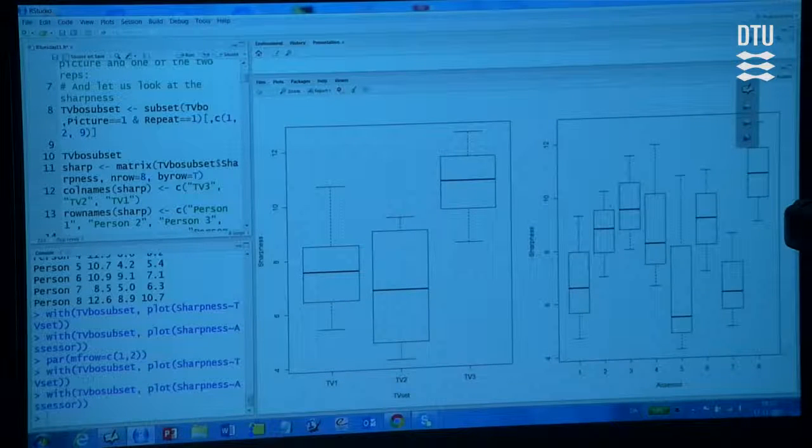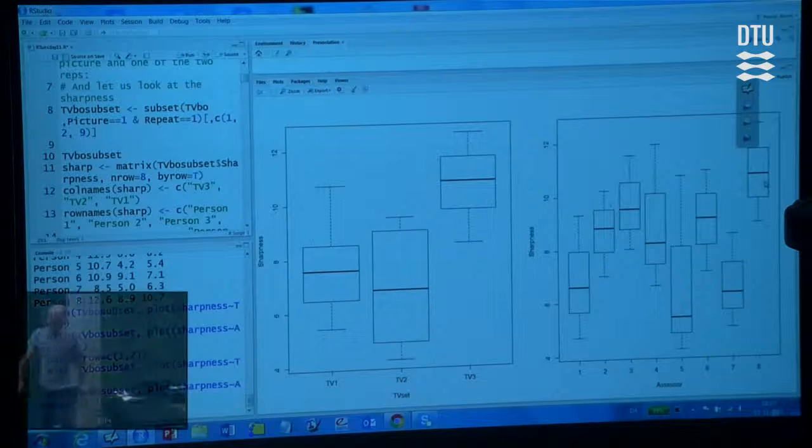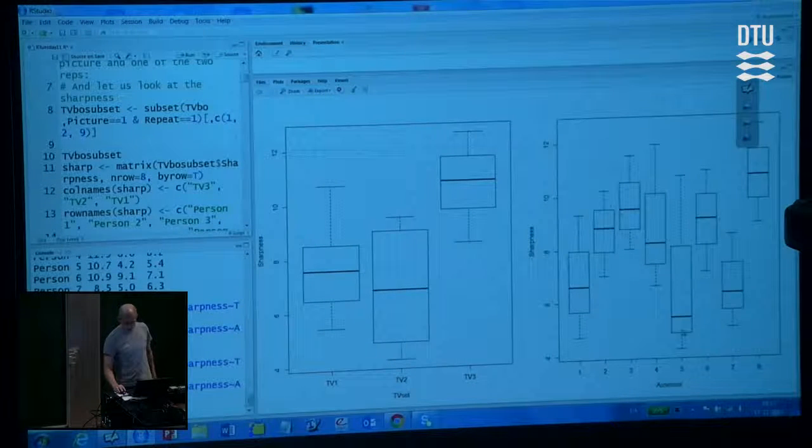This guy, Assessor 8, is a happy guy when it comes to sharpness. Everything is sharp in the eyes of Assessor 8, right? Assessor 5, well, on average, things appear much less sharp on this guy. Maybe he needs to have his eyes checked. You don't know.